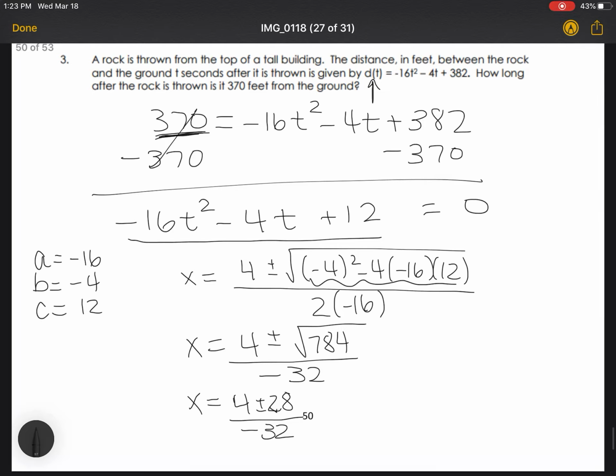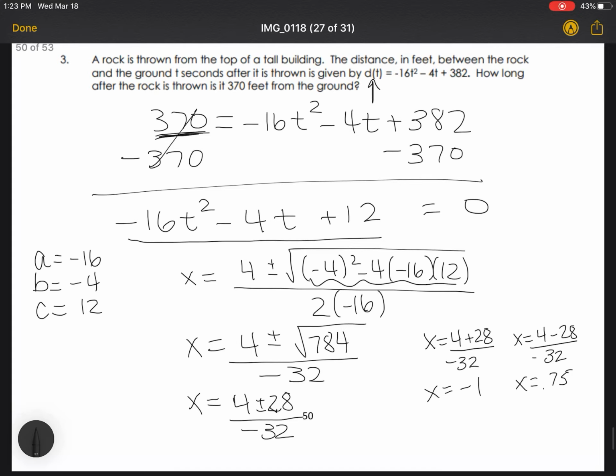Okay, so then we just want to split this up, one getting the plus, one getting the minus. So x equals 4 plus 28 divided by negative 32, and x equals 4 minus 28 divided by negative 32. Plug each of those into your calculator. This first one, you're going to notice we get negative 1. The second one, we're going to get 0.75.